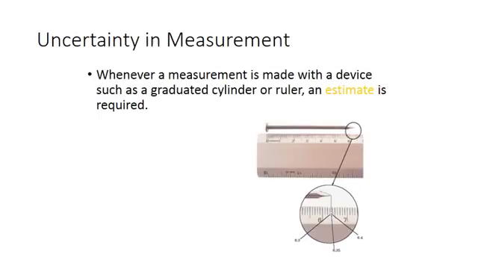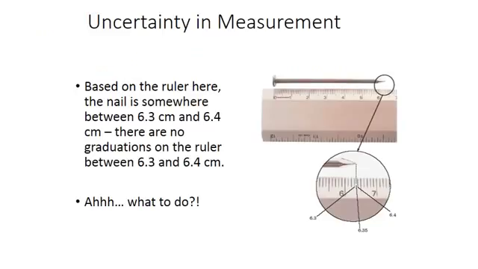This is where I think that people are struggling the most: uncertainty in measurement and reading measurement tools, which is something you guys have been doing for a really long time. I think you guys are making this more complicated than it actually is. Whenever a measurement is made with a device such as a graduated cylinder or a ruler, an estimate is required. If we look where this nail is, we can see that the tip is in between 6.3 and 6.4. There are no graduations on the ruler between that, so we have to figure out, do we say 6.3 or do we say 6.4?